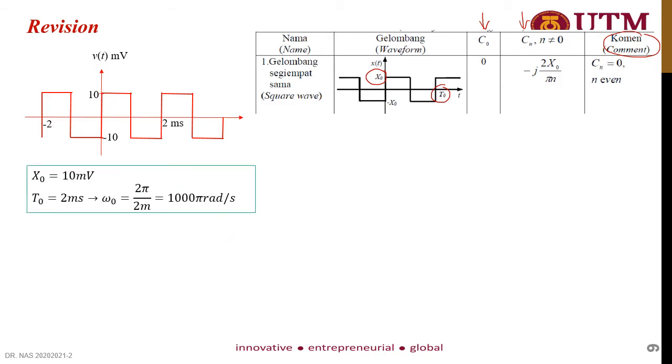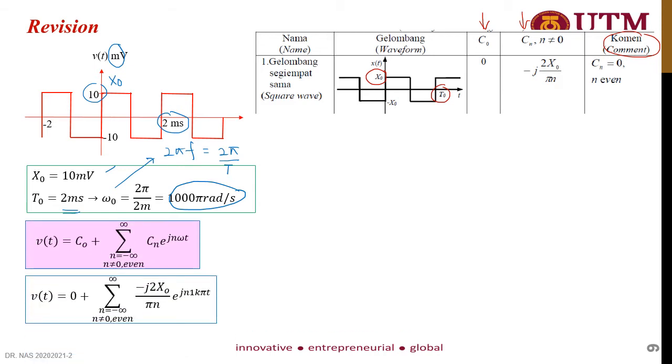So in this case, if you compare the given signal and the table, it is basically a square wave or square shape. So x0 is equal to... Then don't forget to look at the unit, it's millivolt, and then the T naught is equal to 2 millisecond. Okay, 2 millisecond. So you can calculate the omega naught, which is equal to 2 pi f, or it is equal to 2 pi over T. So in this case, the omega is equal to 1000 pi radian per second.